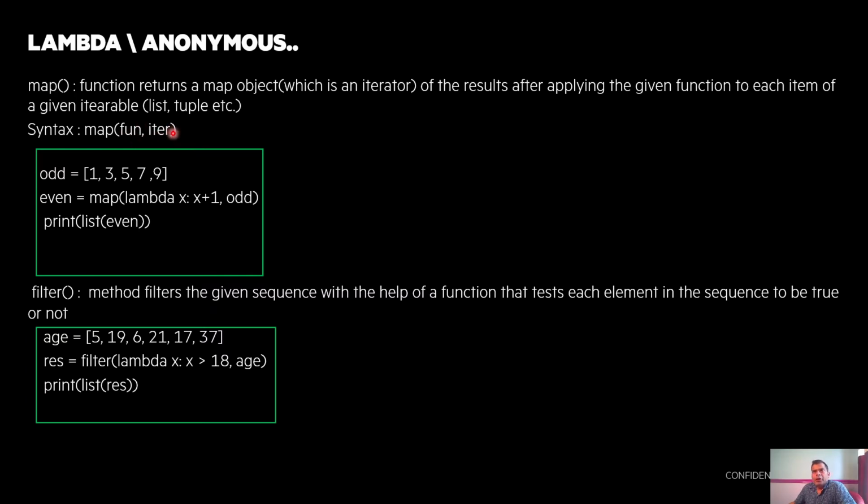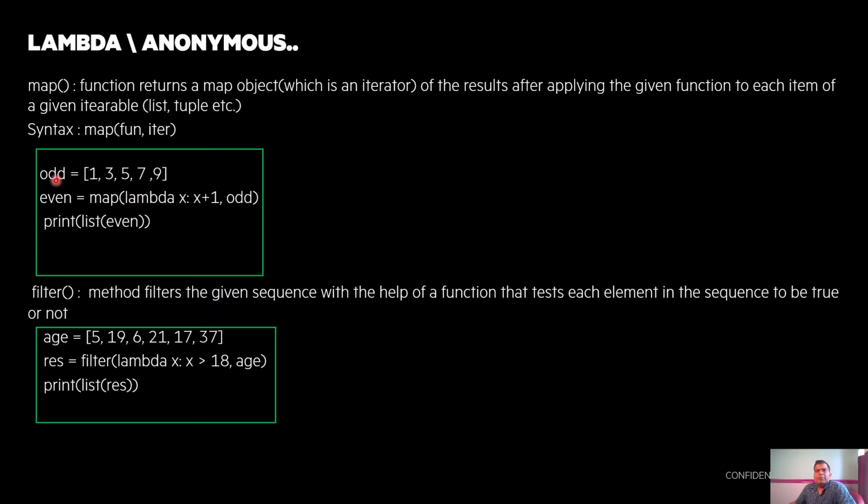This function will be run on these iterable items. It could be a list, tuple, etc., and it returns the map object. As we see, it takes a function as input, and we can define the function while calling the map, and that's what we are doing here.